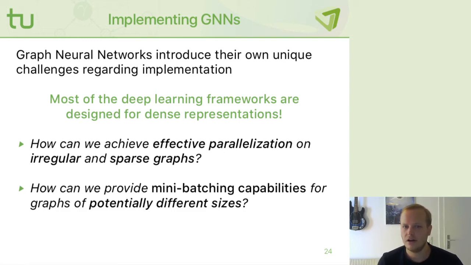So in this part, I will cover some basic topics like how can we achieve effective parallelization on irregular and sparse graphs, and how can we implement mini-batching capabilities when operating on a dataset of graphs with potentially different sizes. And last, you will learn about the PyTorch Geometric library, which is an extension to PyTorch for deep learning on graphs.